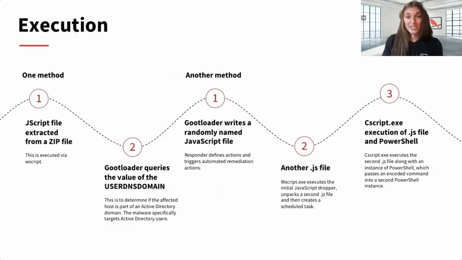Moving on to the execution, there is more than one method of execution when it comes to Gootloader. For the first method of Gootloader execution, a JScript file is extracted from the downloaded malicious zip and executed via WScript. Another fun fact is that Gootloader targets victims utilizing AD. We know this just based on the fact that it does a simple check to see if the host is a part of AD by querying the value of the USERDNSDOMAIN environment variable.